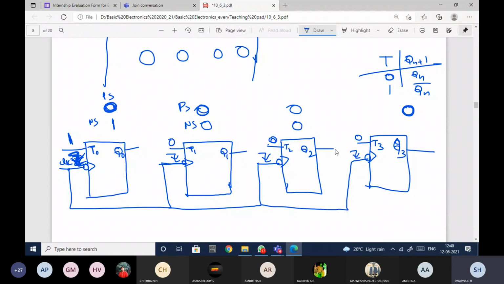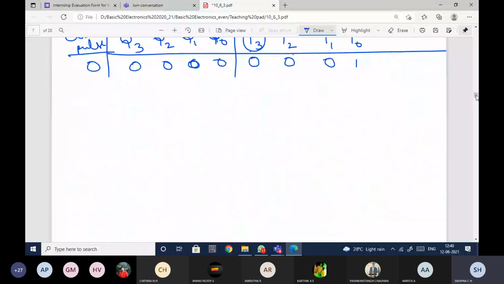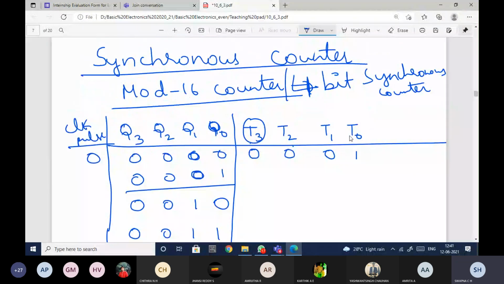Clock everywhere. See, again and again I will not speak about clock. Clock is given simultaneously to all the flip-flops together. So I'll just check the input. T2 input only I'll check. T2 input is 0, so the output will not toggle. It will remain in the same state. So now T3 is equal to 0, so the output will not toggle. It will remain in the same state. Okay, so if I give my T3, T2, T1, T0 inputs like this, I'll get the next state.